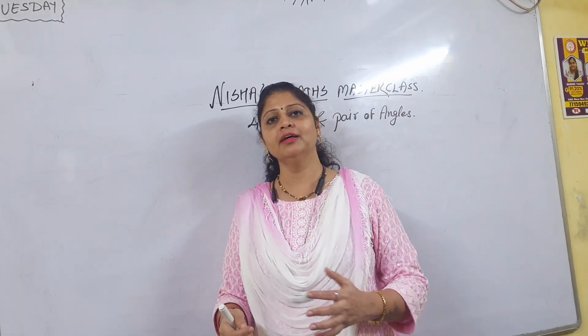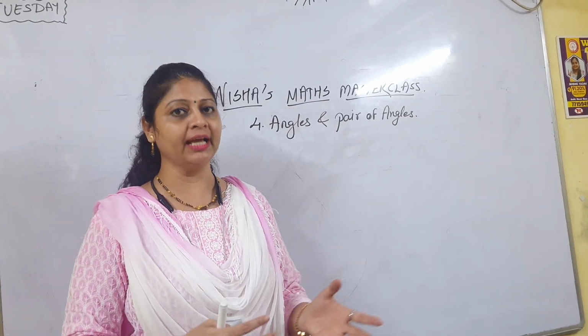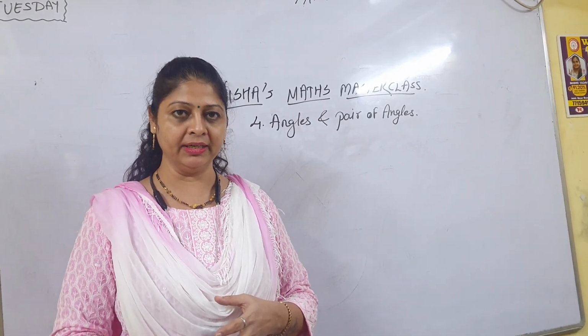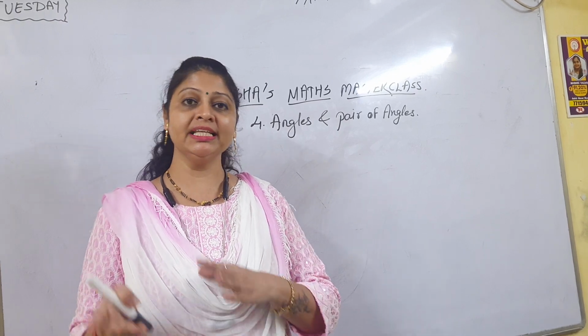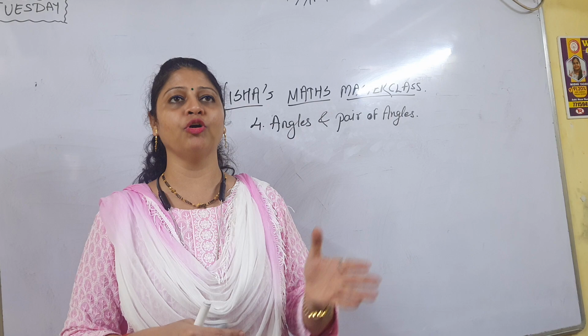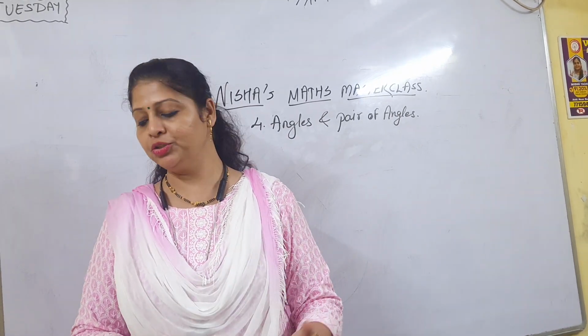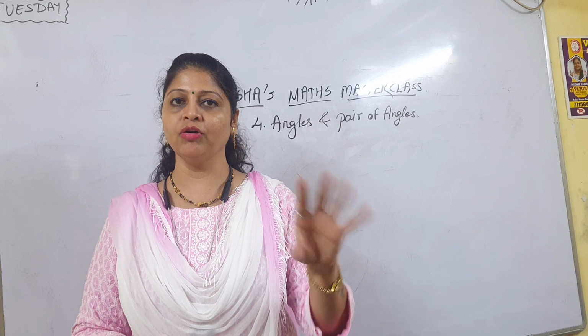Now see children, we all know about the angle, correct? We know how to draw the angle, how to read the name of the angle, what is the vertex, what are the arms of the angle. We already learned all these things from 4th standard onwards, correct? And this year we are going to learn about angle and pair of angles.